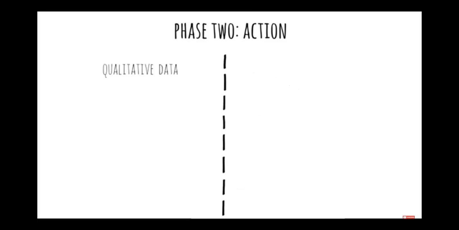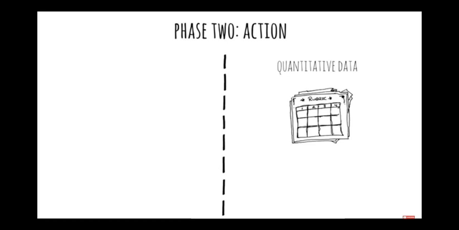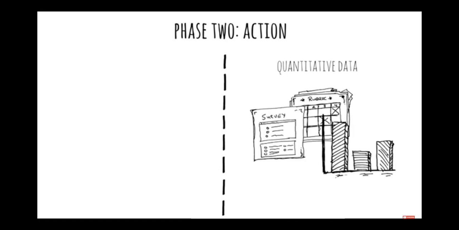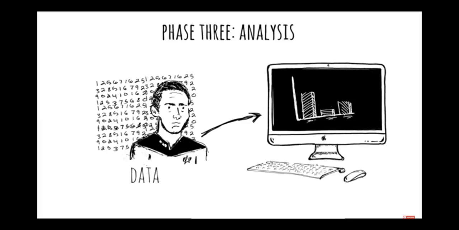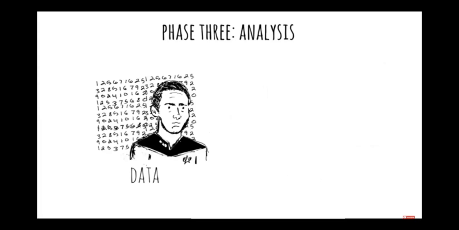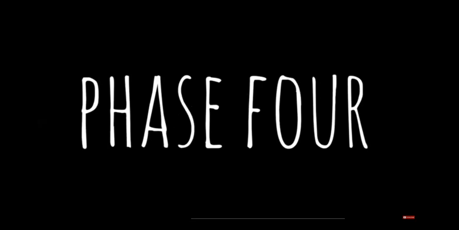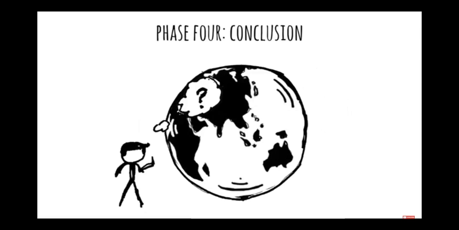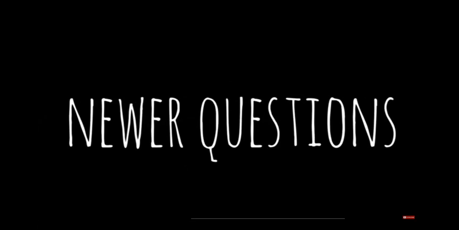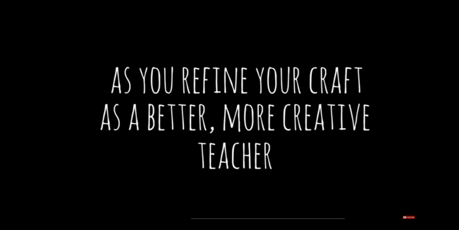Your data collection might include qualitative data like observations, artifacts, and interviews, or quantitative data like rubric scores, surveys, or achievement data. Afterward, you move to analysis. You'll often start by organizing the data with charts or graphs and looking for specific trends. You might also discuss it with peers, write in a journal, or create a cluster map before eventually writing out your results. Finally, you have your conclusion. This is where you share your research with the world and reflect on your own practice. This will ultimately lead to newer questions, and the cycle will continue as you refine your craft as a better, more creative teacher.